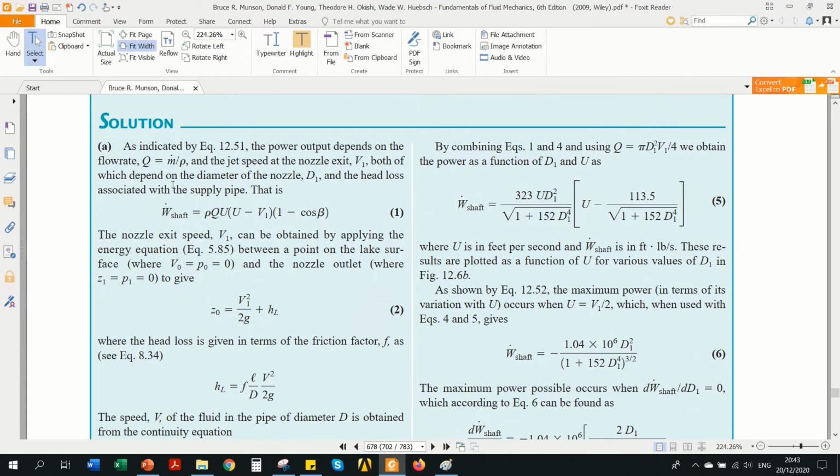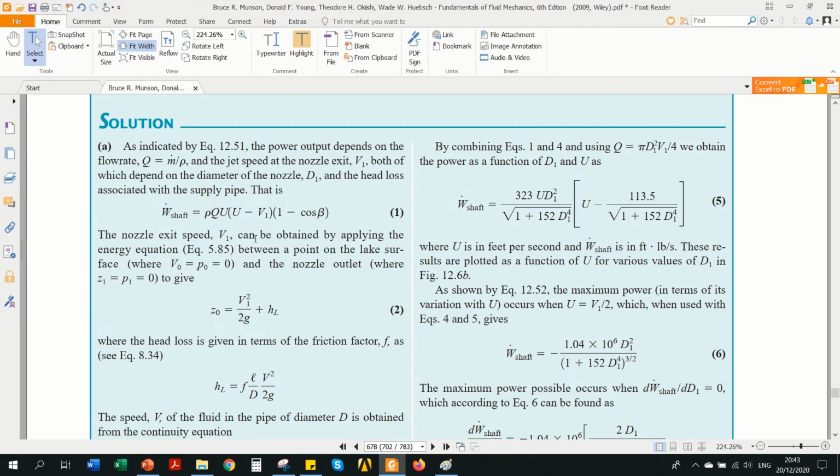So let's look at this solution as indicated in equation 12.51, that is the shaft power equation that we just saw in our previous slide. The output power depends on the flow rate, that is m dot over rho, and the jet speed at the nozzle exit V1, both of which depend on the diameter of the nozzle. So both the flow rate and the absolute velocity are dependent on the nozzle diameter and the head loss associated with the supply pipe.